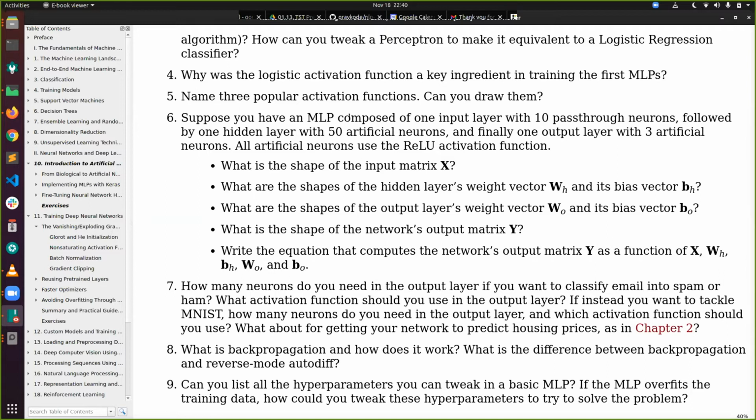Suppose you have an MLP composed of one input layer with 10 pass-through neurons, followed by one hidden layer with 50 artificial neurons, and finally one output layer with 3 artificial neurons. All artificial neurons use the ReLU activation function. What is the shape of the input matrix X?